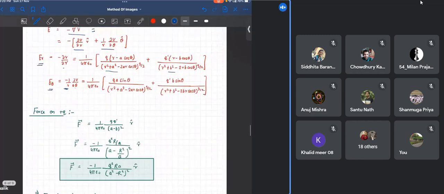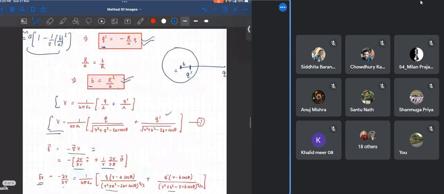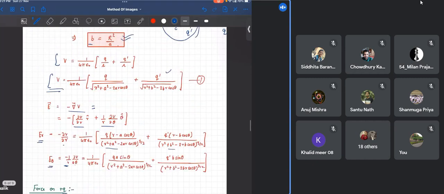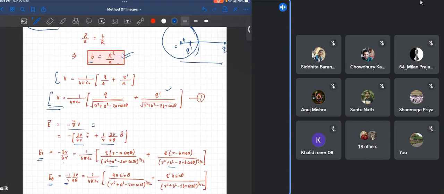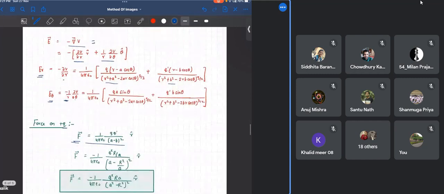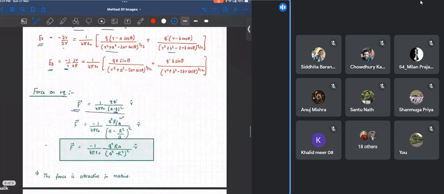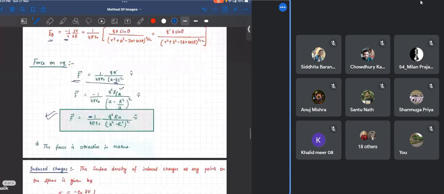And we wanted to know what is the force on charge plus Q. This plus Q charge will induce this charge minus Q dash, the induced negative charge. So there will be an attractive force between these two, and it is given by Coulomb's law. And the distance between them is already given by a minus b. We just put the value of b here and the value of Q dash. So this is our force, and the negative sign shows that there is an attractive force.